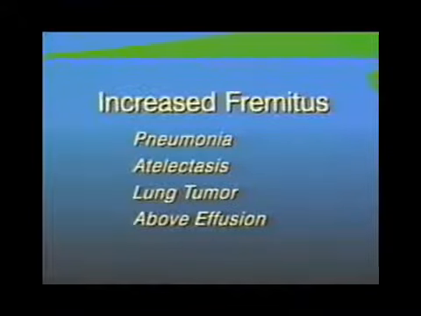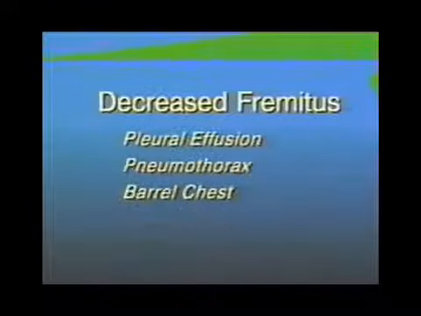Fremitus will increase in conditions where there is more solid or liquid medium in the lungs. Examples include pneumonia, atelectasis, or a lung tumor. Fremitus will also increase in lung tissue just above a pleural effusion because the lung is pushed upward and is more dense. Fremitus will decrease when there is air or fluid in the pleural space because transmission of vibration is impaired. Examples include the areas which overlie a pleural effusion or a pneumothorax.